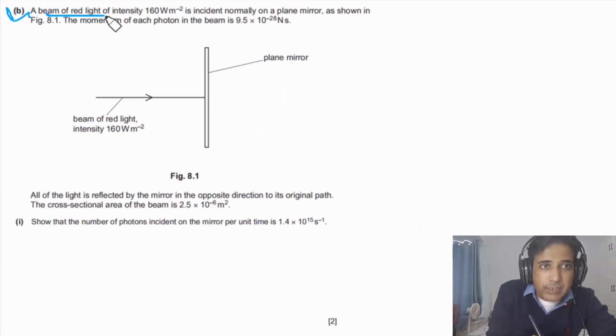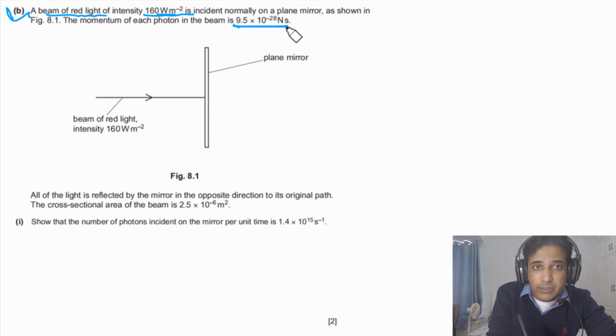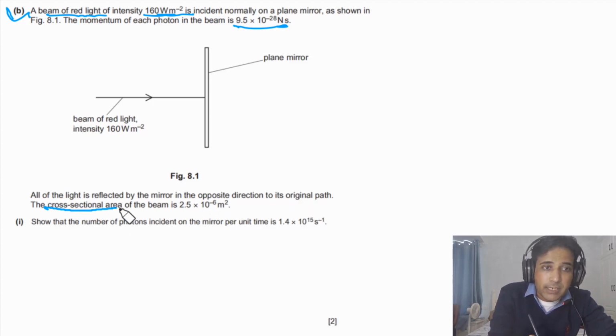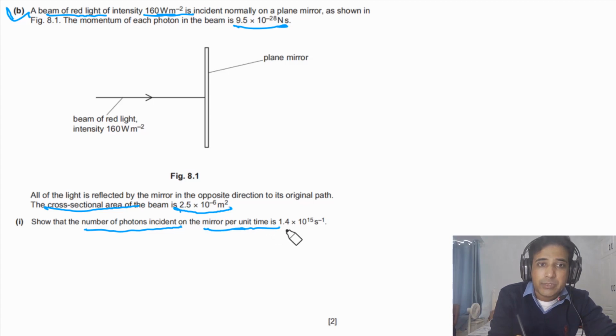Part B says, a beam of red light of intensity 160 watts per square meter is incident normally on a plane mirror, as shown in figure 8.1. The momentum of each photon in the beam is 9.5 times 10 to the minus 28 newton second. All of the light is reflected by the mirror in the opposite direction to its original path. The cross-sectional area of the beam is given to us. For part 1, we need to show that the number of photons incident on the mirror per unit time is 1.4 times 10 to the 15 per second. I mean, this number of photons arrive at the plane mirror in 1 second.